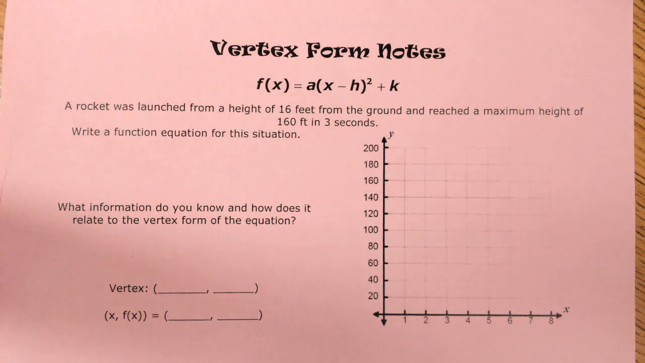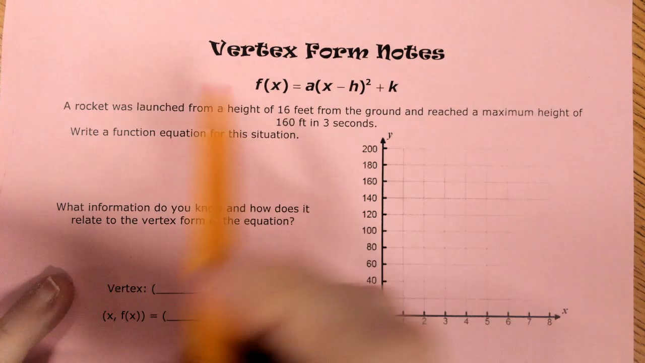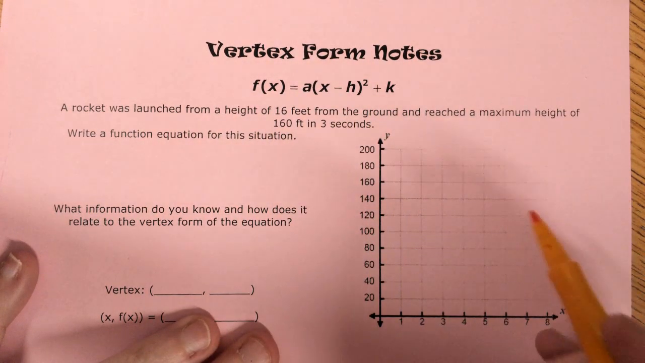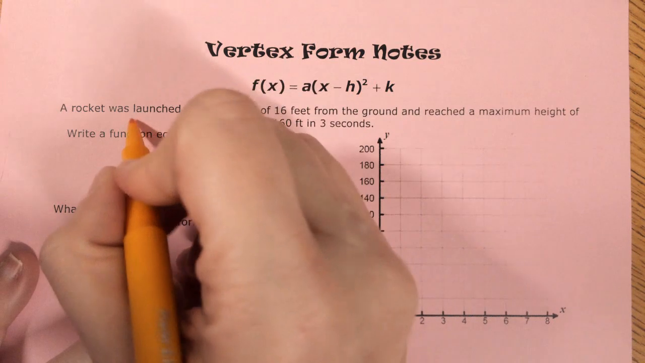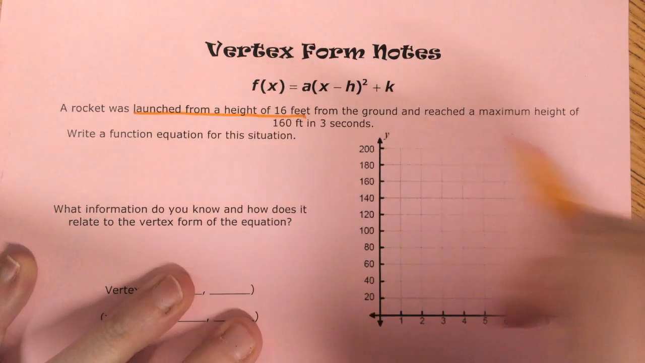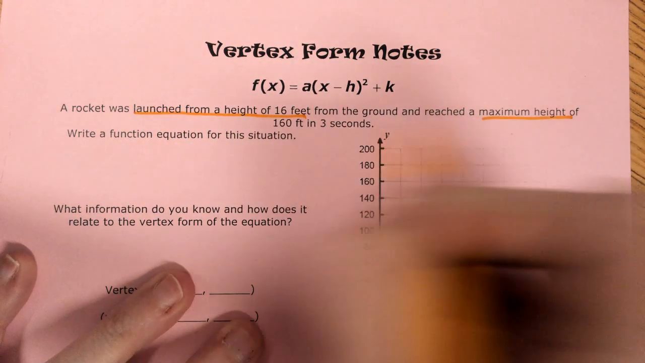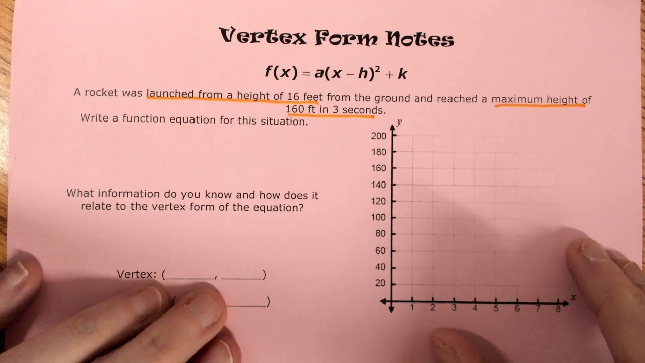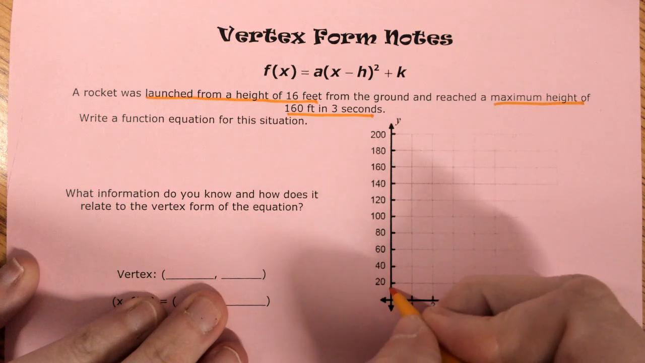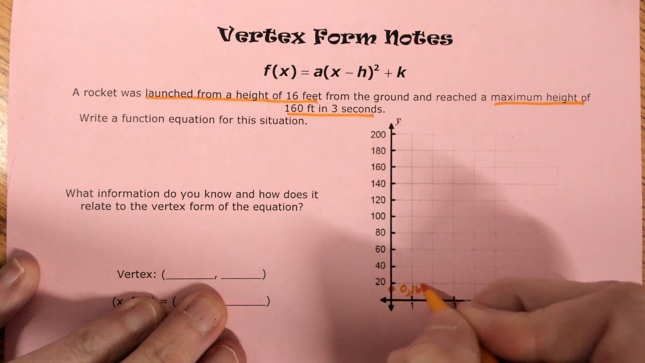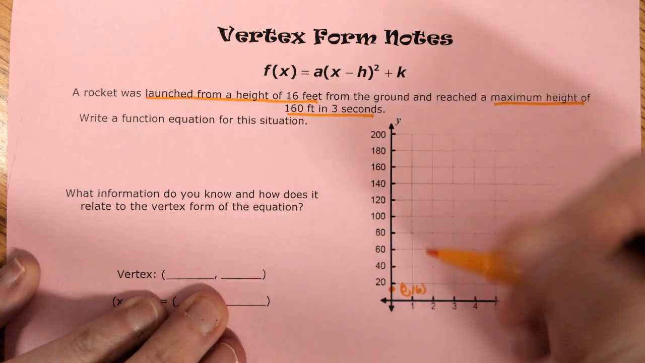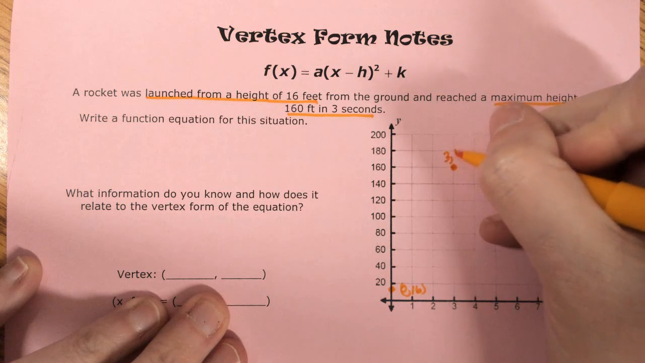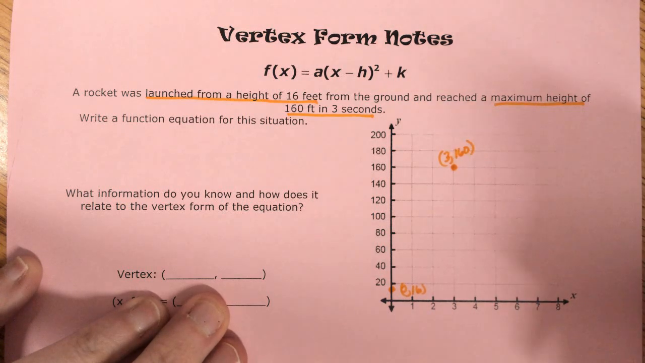So I'm going to start by going through and I'm going to read and underline. It says, a rocket was launched from a height of 16 feet from the ground and reached a maximum height of 160 feet in 3 seconds. So what that tells me is that it started here at (0, 16). The highest point it reached was right here at (3, 160) before it came back down.